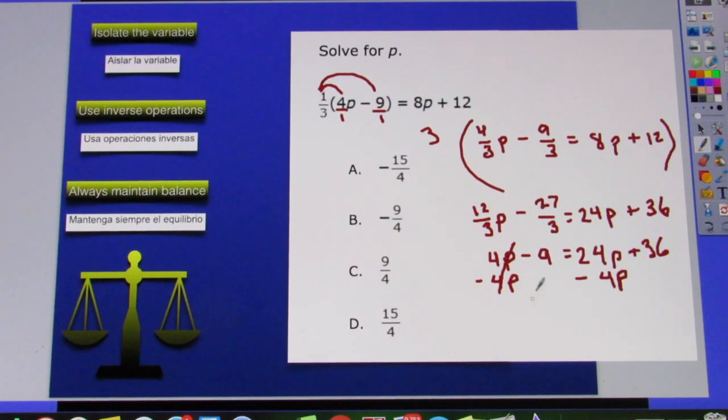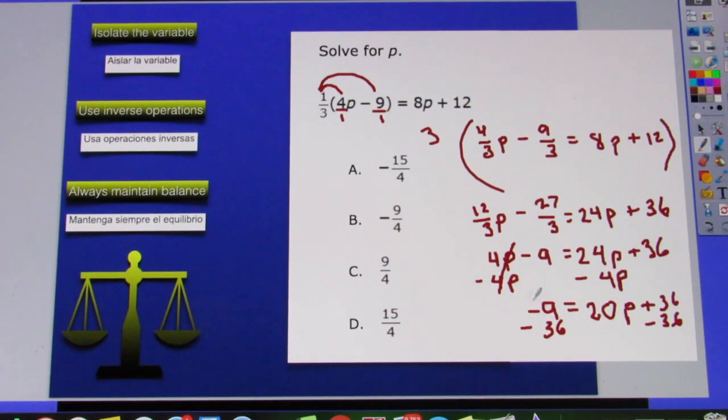So 4p, I'm subtracting the smaller one. I've got the variable on both sides again. I subtract the smaller one from both sides. See what I'm left with? This minus sign is still here, so that's negative 9 equals 20p plus 36. Now I've got to isolate the p. It's only on the right side of the equation again. That happens just about as often as the left side. It makes no difference whatsoever, but it needs to be isolated, so this 36 needs to go. I'll subtract 36.